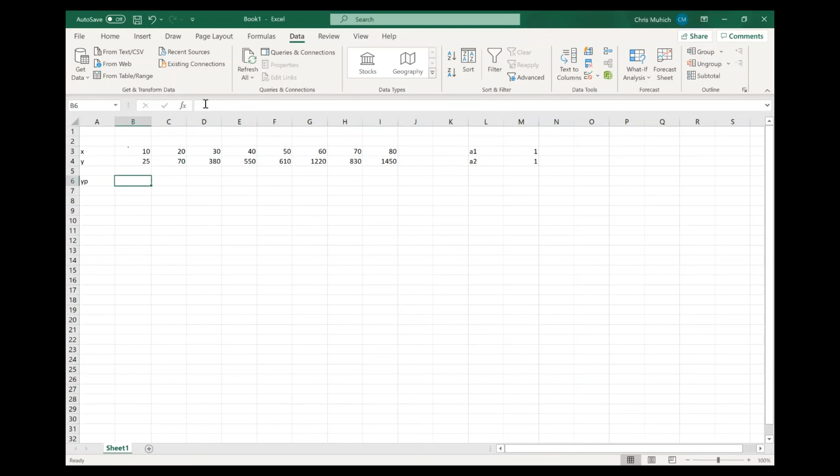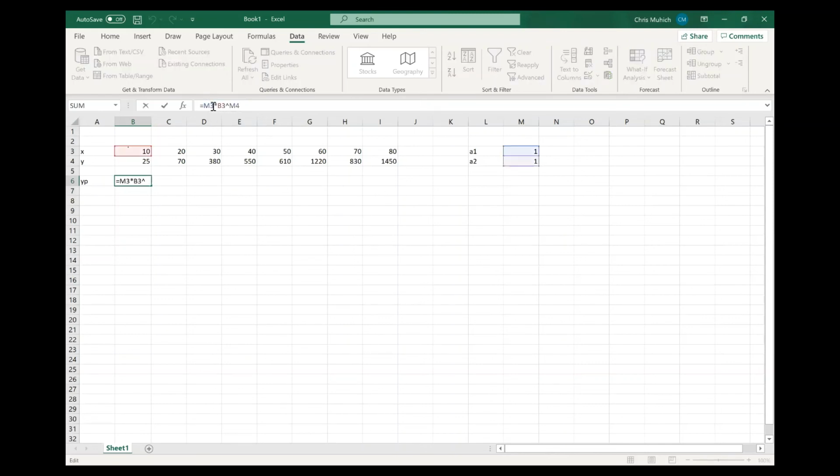I'm now going to go in and use this formula bar to put in the formula that I'm looking for. In this case, I want a1 times x to the a2 power. When I hit enter, it will auto-populate what that is. Well, this is exactly what we expect: 1 times 10 to the first power is 10.